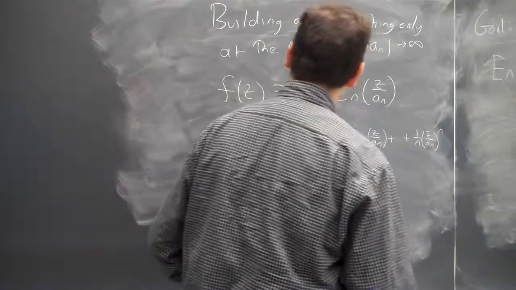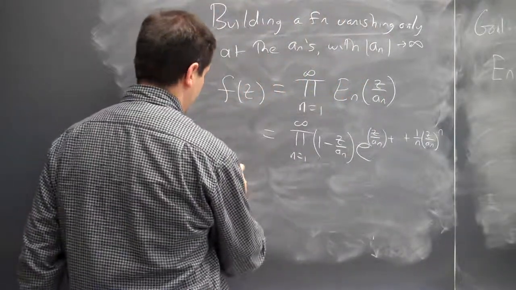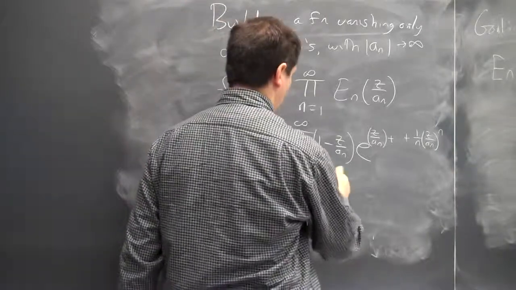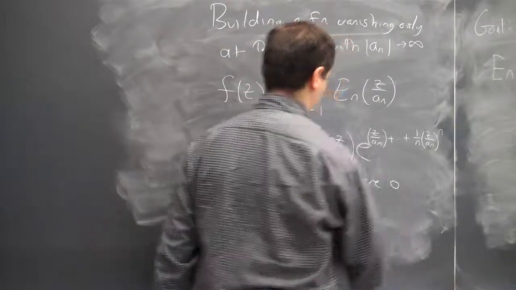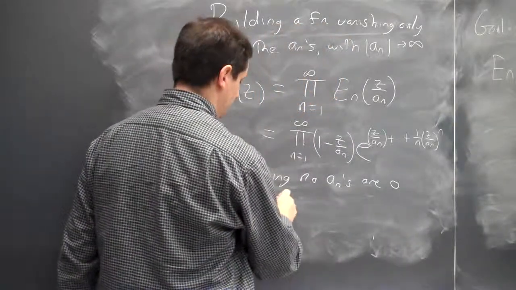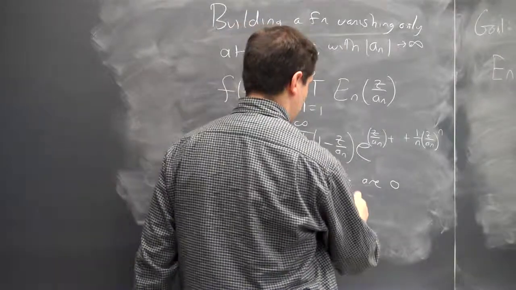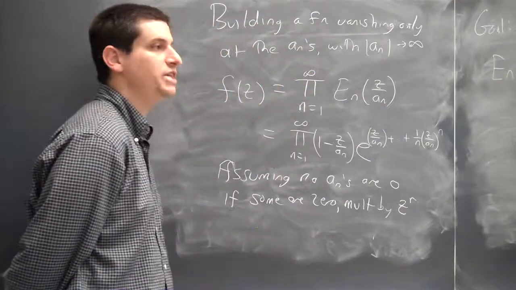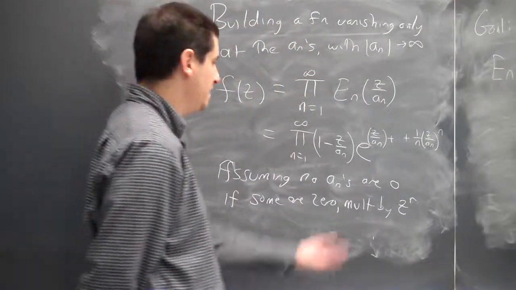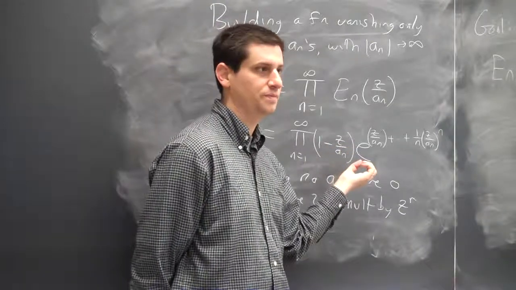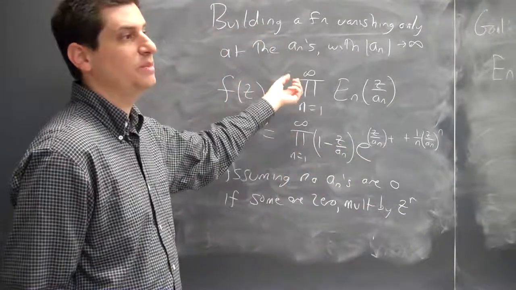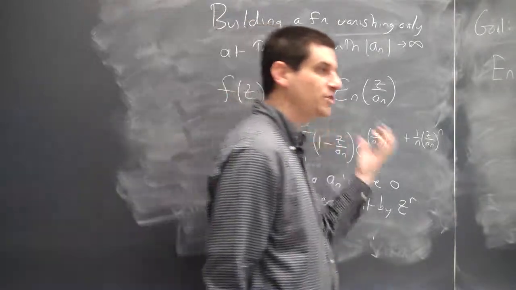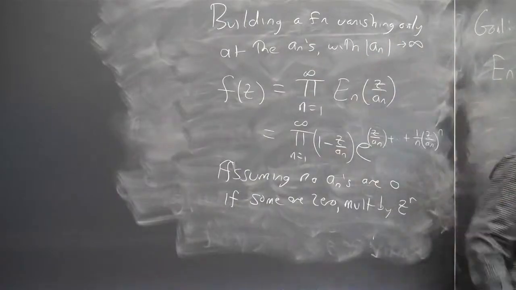So what you would have to do is, this is assuming no a_n's are 0. If some are 0, just multiply by z to the r for some r. And you can easily fix what's going on at the origin. I can't have z divided by 0. So I might have to just put in some number of copies of z if some terms in my sequence are 0. So if 0 occurs 5 times, it's in my list 5 times.